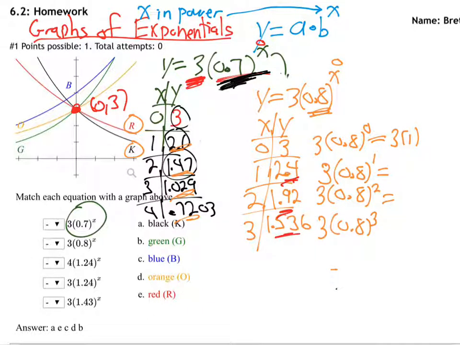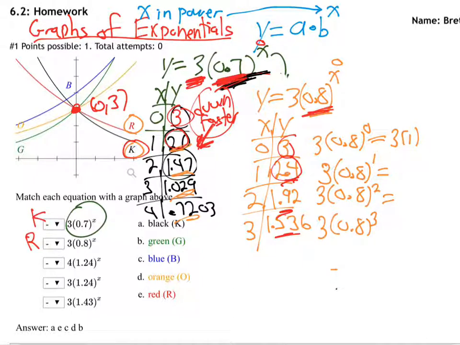But which one's going down faster? This one's 3, 2.4. This one's 3, 2.1. This one's going down faster, isn't it? Why is it going down faster? Well, because 0.7 is a smaller number than 0.8. You're multiplying by 0.7, that makes you go smaller faster. This one is going down faster. So this one's K, isn't it? This one's K. It's going down faster. This one's R. It's going down, but not as fast.